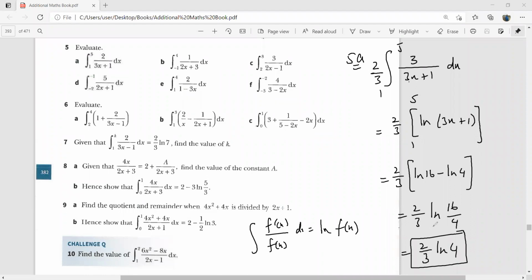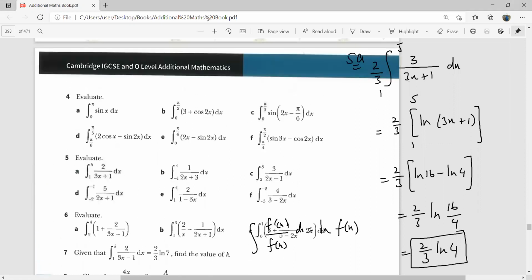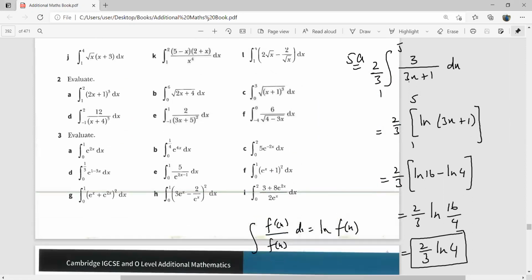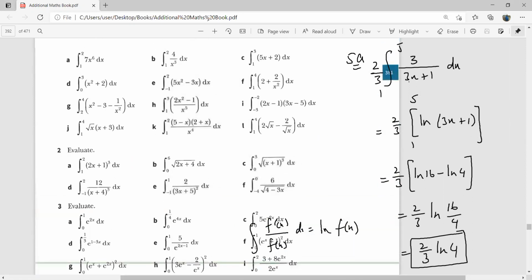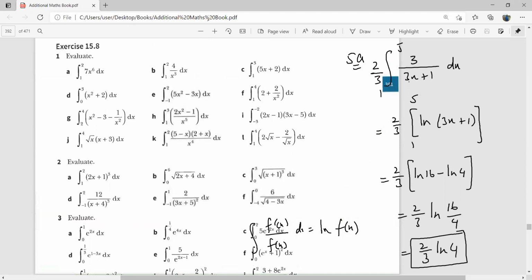So guys, that is it. This was about applying the limits to the given integrals, which are called definite integrals. It is time for you to practice all these questions from this exercise 15.8. Okay, thank you very much.